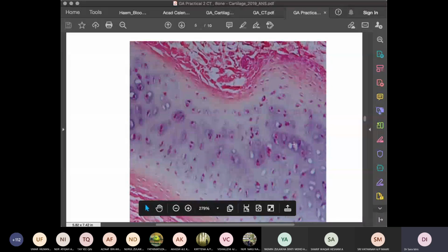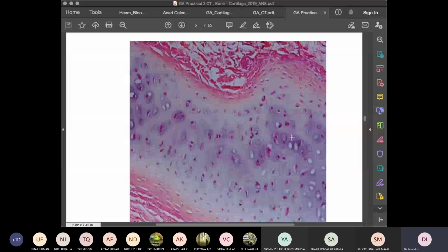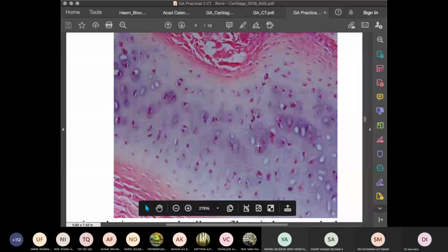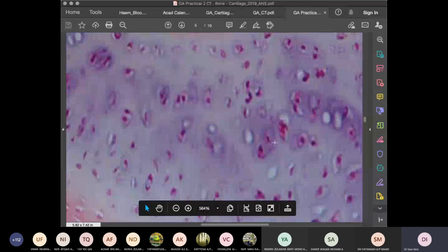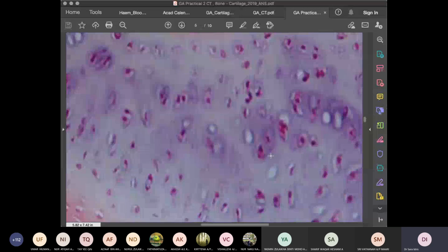And then you have the matrix. The matrix is the ground substance, or your extracellular matrix, located nearby a cell. If the matrix is near the cell, you call it territorial. You can see this chondrocyte here; the matrix surrounding it is darker in color. This is your territorial matrix, and there's another territorial matrix there. In between is called your inter-territorial matrix, which is lighter in color. Nearby a cell is the territorial matrix, which is darker. In between all the cells is the inter-territorial matrix, which is lighter.